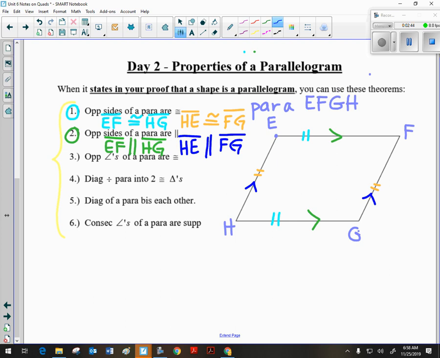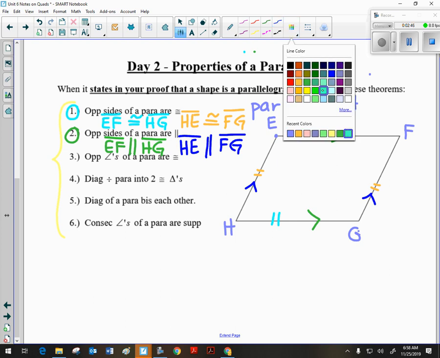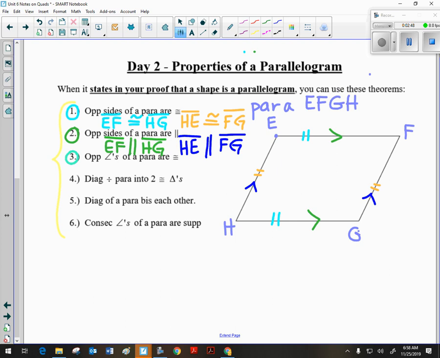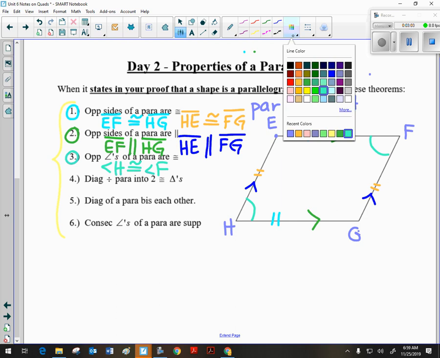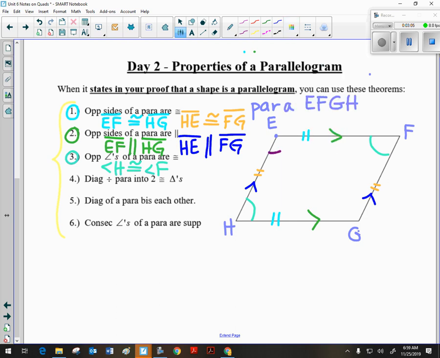The third property that you will see here is that opposite angles are congruent. Opposite angles are the angles that are across from each other in the shape. So in this case, we have angle H congruent to angle F. And we also have the other pair of opposite angles being congruent to each other as well, which is angle E congruent to angle G.